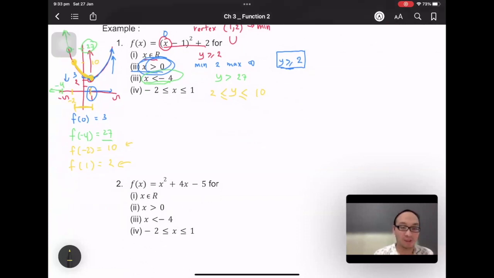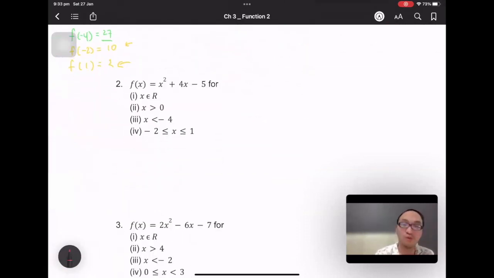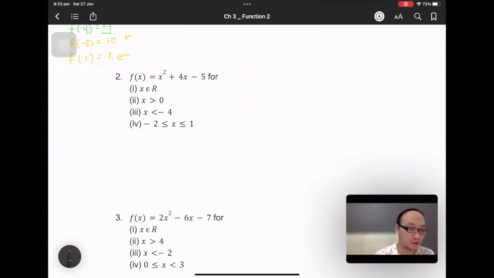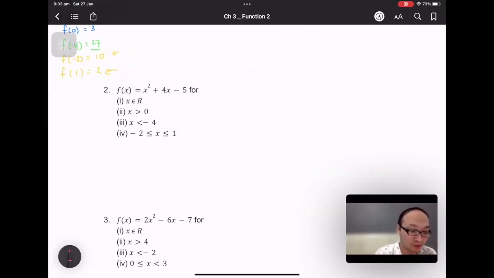Next, continue to number 2. x squared plus 4x minus 5. First, we have to convert this into the completed square form. If you remember, we prepare the bracket, squared, minus n, minus 5.